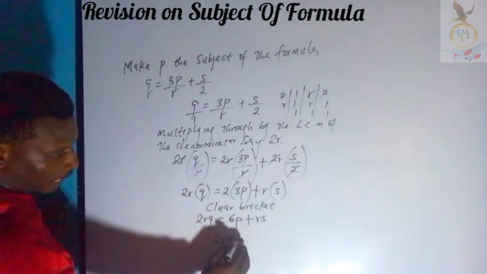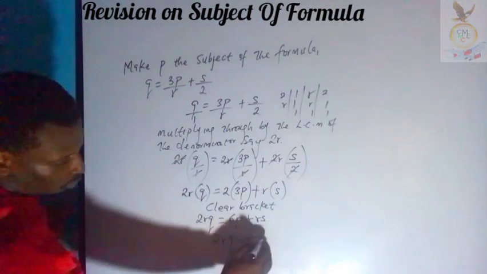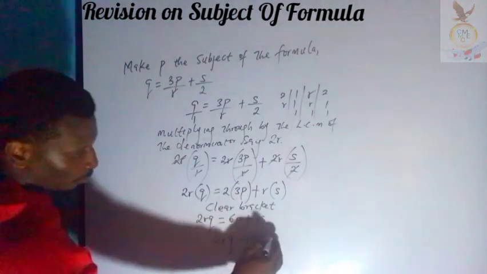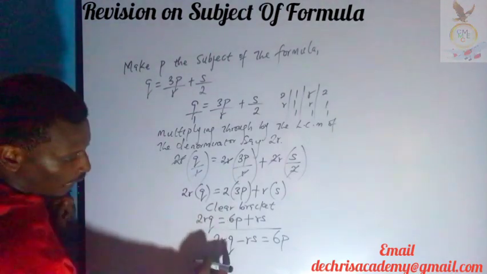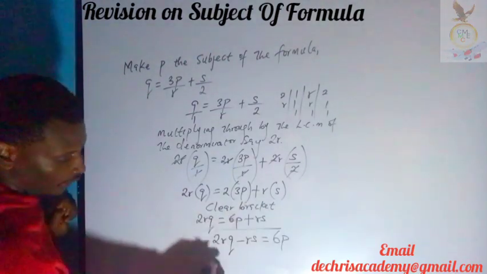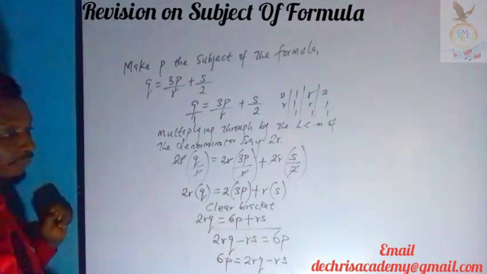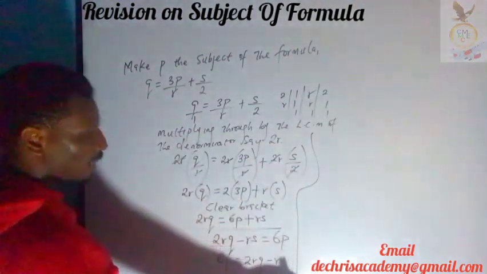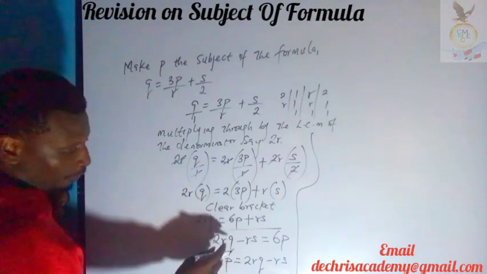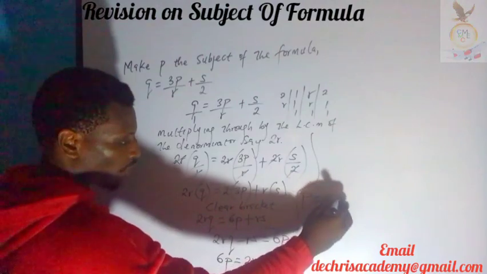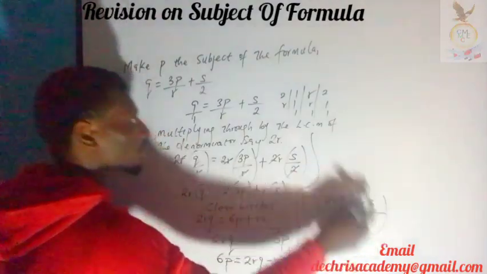Crossing over, we change to minus rs. We're going to stay not having p again. After this, we are left with 6p. So therefore, 2rq minus rs is equal to 6p. At this point, we are told to make p the subject of the formula. We are going to divide by the coefficient of p, which is 6, so p is equal to 2rq minus rs divided by 6. So this is the answer to this question.